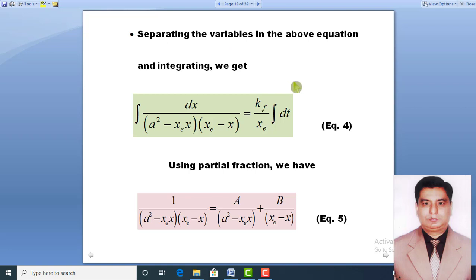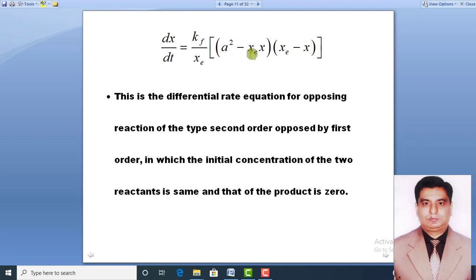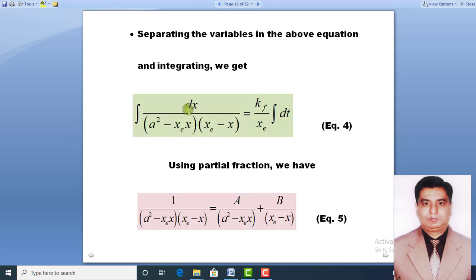So for further solution, we will separate the variables in the above equation and then we will integrate it. By separating the variables and after integration, we get equation number 4. So this equation became: integral dx over (A² minus XeX) into (Xe minus X) is equal to Kf over Xe integral dt, because Kf over Xe is the constant term, so it cannot be integrated according to the rules of integration. Dear students, this equation number 4 will be solved by using the partial fraction method.